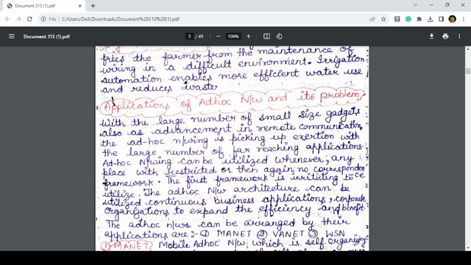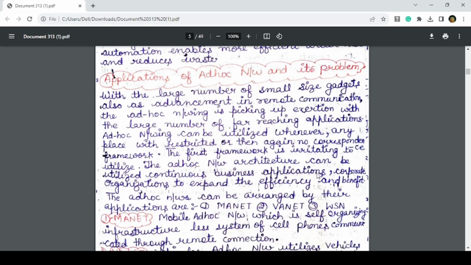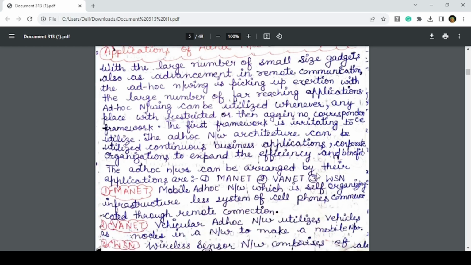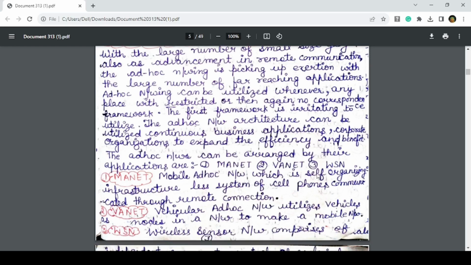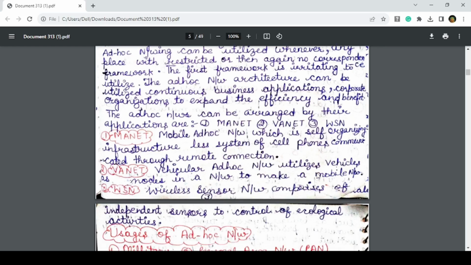The ad hoc network can be arranged by their applications like MANET, VANET and WSN. MANET means mobile ad hoc network, which is a self-organizing, infrastructure-less system of cell phones communicating through wireless connections. And VANET means vehicular ad hoc network, which utilizes vehicles as nodes in a network to make the mobile network. WSN, that is known as wireless sensor network, which comprises independent sensors to monitor environmental activities.